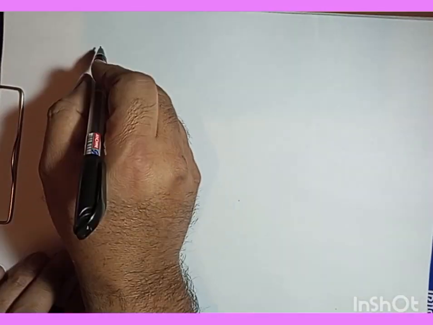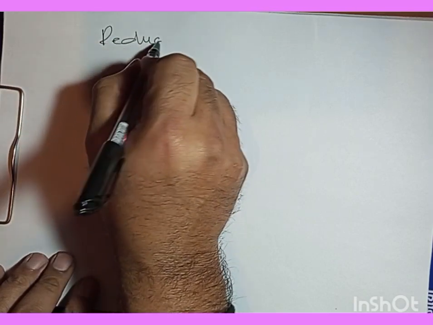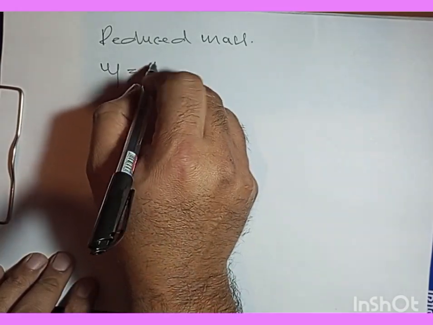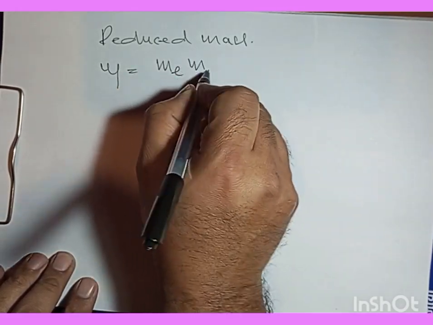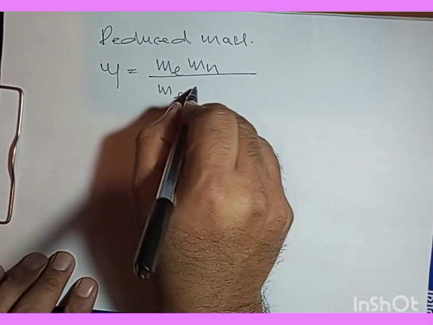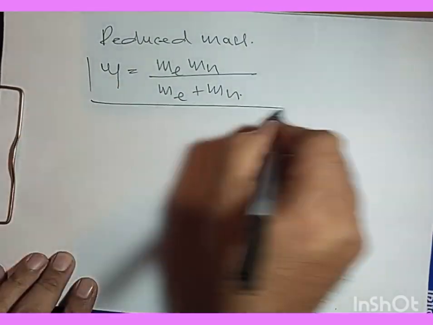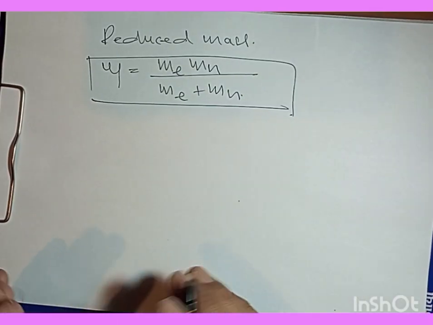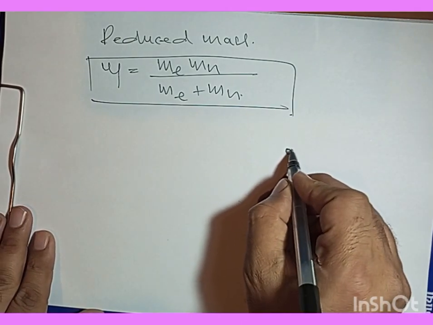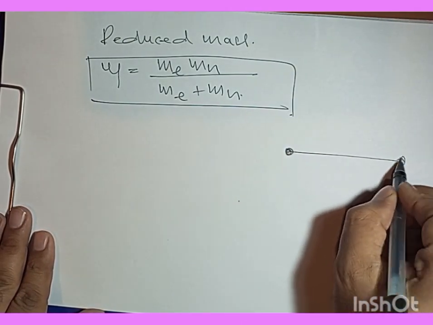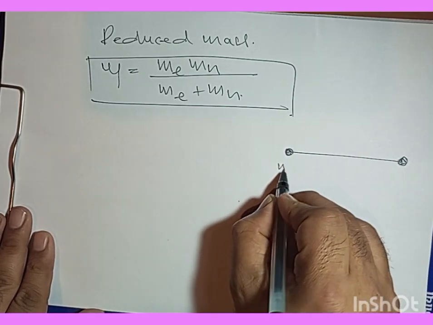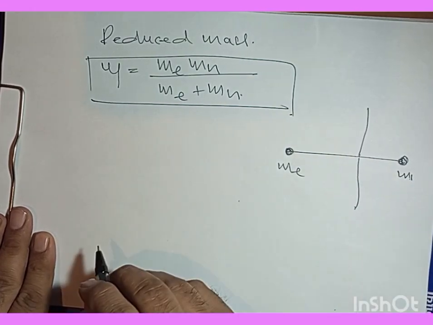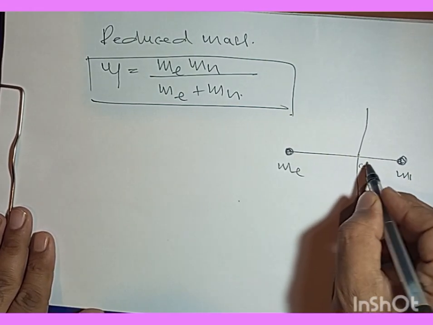Now, what we have here is reduced mass. I'll write it again: reduced mass, symbolized as mu, and that is equal to mass of electron times mass of nucleus, divided by mass of electron plus mass of nucleus. That's the important thing. Now we have a system in which we have the motion of the electron and the motion of the nucleus, m_e and m_n, and there we have this axis of rotation with respect to the center of mass.